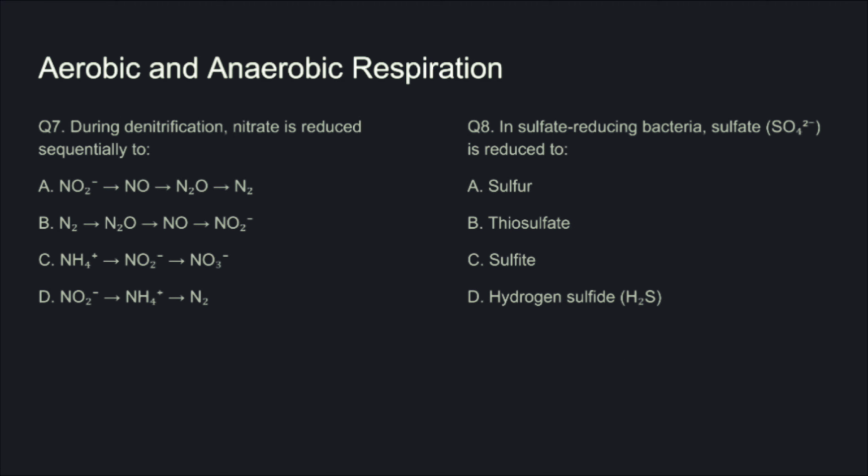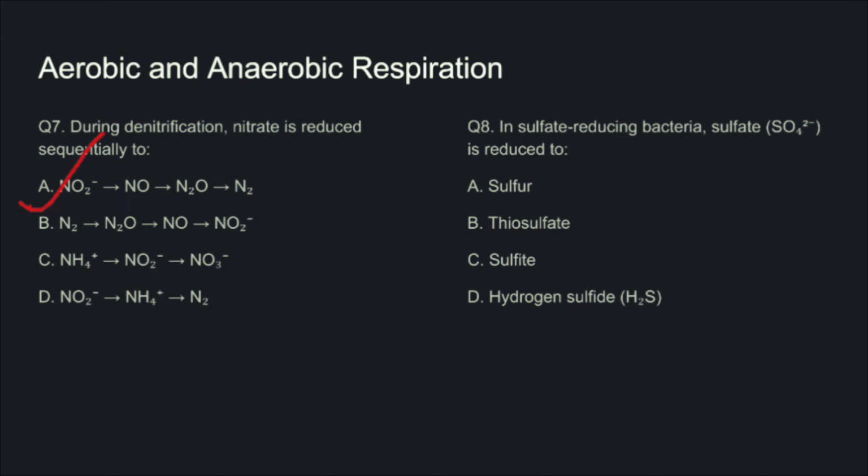Question number 7. During denitrification, nitrate is reduced sequentially to. Options are A NO2 minus to NO, N2O to N2, B N2 to N2O to NO to NO2 minus, C NH4 plus to NO2 minus to NO3 minus. Now D is NO2 to NH4 to N2. Correct answer is option A. So denitrifiers like Pseudomonas, they sequentially reduce nitrate to nitrogen gas.